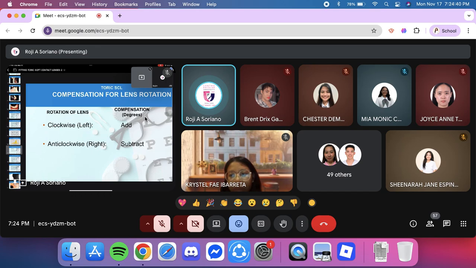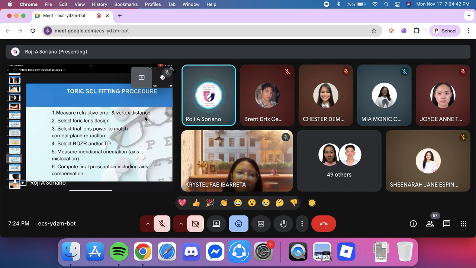Okay, this is your cats. You already know cats, right? Do you have any questions about cats? You don't? Okay. All right. How about the toric fitting procedure? This is the procedure that I want you to understand.